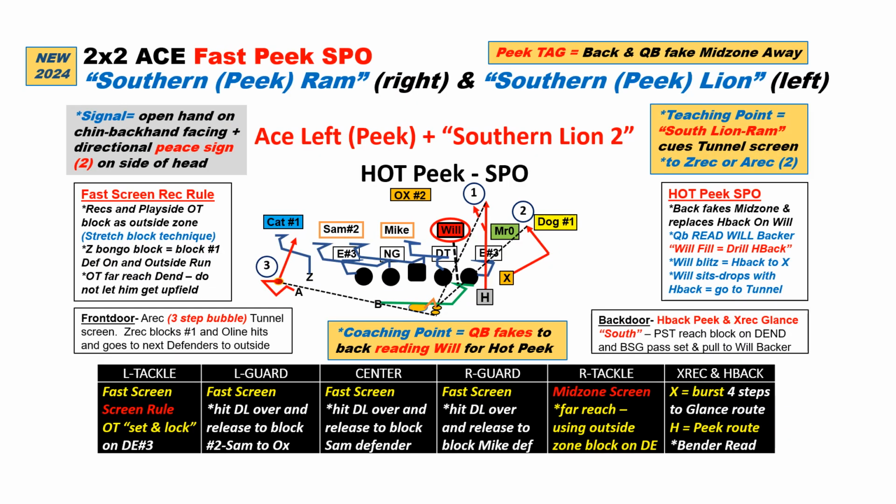So again, defenses will first start to go heavy to your tight stack, the X and the H. Next, they'll start to blitz it. Great answer is just to run our fast peek screen pass option. You can see we're going to fake with the back across, and now the H runs the peek, but we've got our fast tunnel screen going to the left.